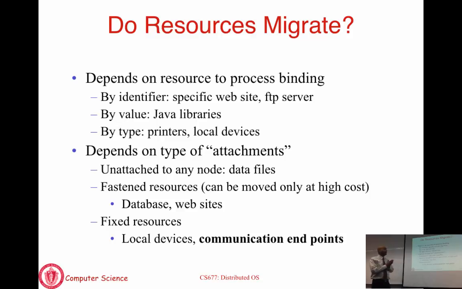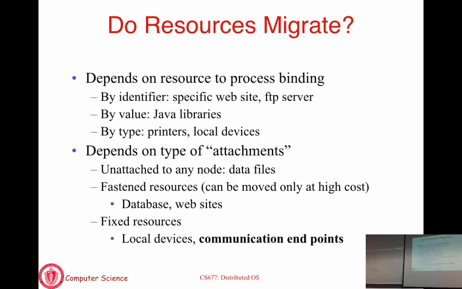Okay, and to do that analysis, we have to understand in a little more detail what kinds of resources the process is actually using, and we are going to classify resources into multiple categories. The three categories are: we will classify them by identifier, by value, or by type. Identifier specifically says that there is a unique resource that the process is accessing, and you cannot replace it with anything else. So a website or a URL is an example of a unique resource.